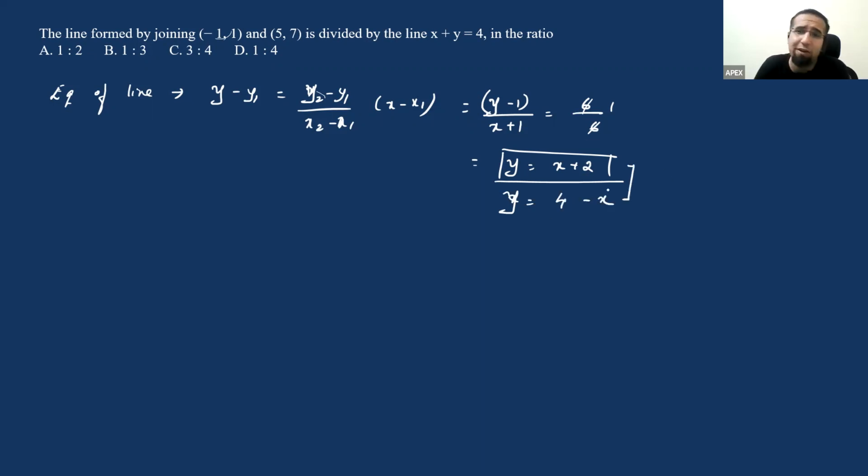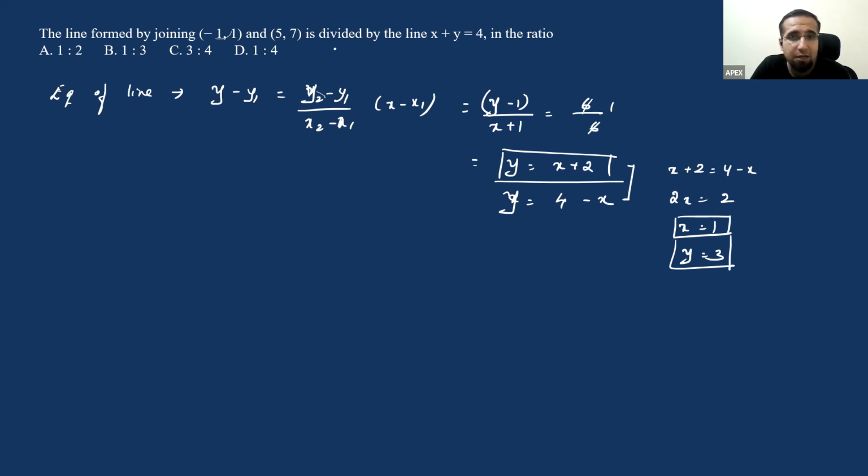Now, if we equate these two, I will get the x and y coordinate, which is the point of intersection of these two lines, right? Now, if I write x plus 2 is equal to 4 minus x, then what do we get here, guys? We get 2x is equal to 2, or x is equal to 1. So x is equal to 1, and if I replace x is equal to 1 here, then I get y is equal to 3. So this is the intersection point of these two lines, guys, okay?